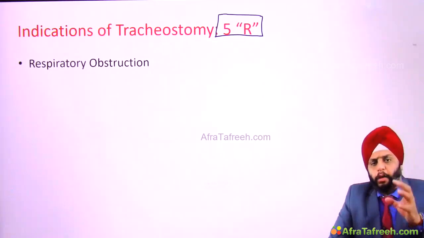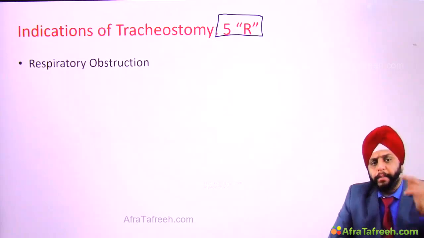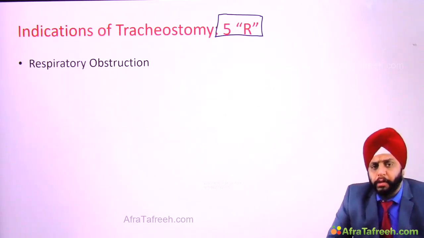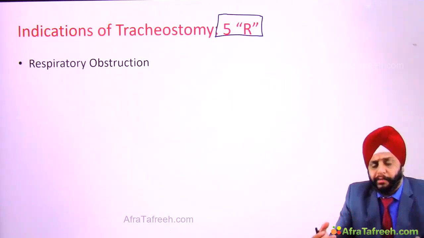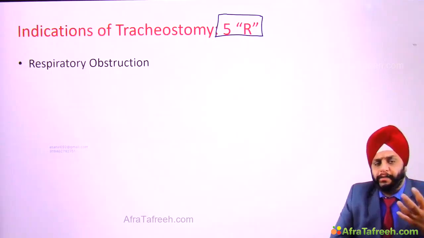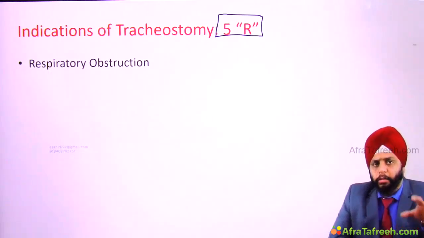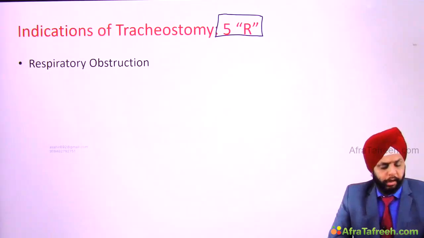So something has blocked the pathway, just like we discussed in acute epiglottitis. So there is an infection, or there can be a tumor. Or remember we discussed in the congenital disorders, subglottic hemangioma. So there is a mass, a hemangioma, a vascular malformation. So anything that is blocking the airway and the patient is not able to breathe is respiratory obstruction. This forms an indication for tracheostomy.